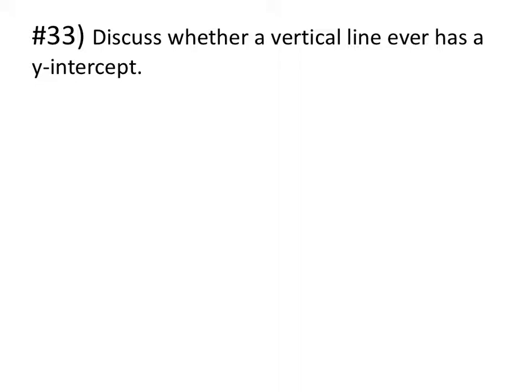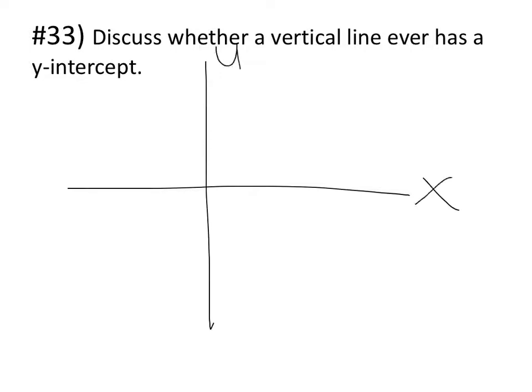Discuss whether a vertical line ever has a y-intercept. So let's talk about a vertical line. Okay, so first x and y. A vertical line is a line that's up and down, right? So would a vertical line ever have a y-intercept? Would a vertical line ever cross the y-axis? Doesn't look like it, right? Except right here, right? If x equals 0, that would be the line right here, right?